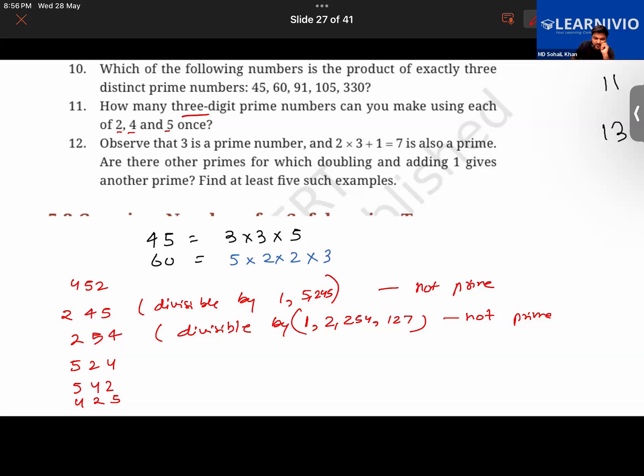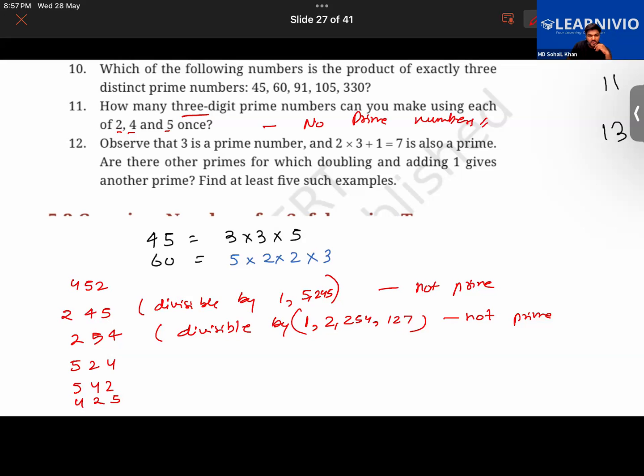What are the factors of 425? It has multiple factors. It's divisible by 1, it's divisible by 5, it's divisible by 425, multiple numbers. So we come to the conclusion that there are no prime numbers that can be made using these digits 2, 4, and 5. Got it, everyone? That is our answer. Hence, no prime numbers possible here.